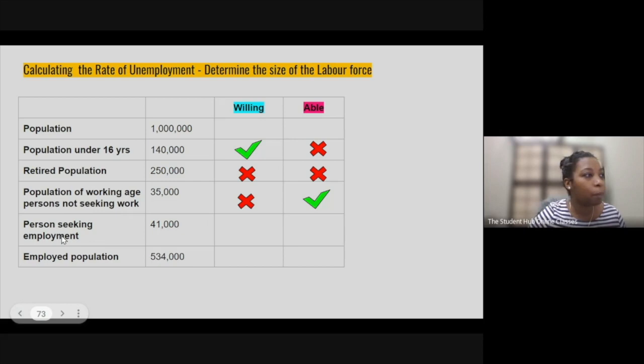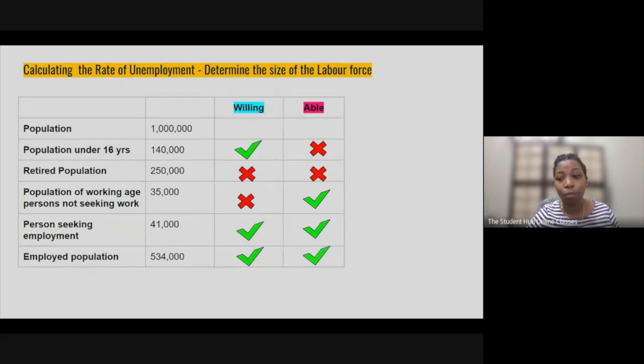But then we have people who are seeking employment. They're working age, they're not retired, they're not under 16. They definitely would be a yes and a yes. And then we have the employed population, those who are actually in the workforce already. By their actions, they are definitely willing and able. So to calculate the labor force, we need 2 check marks on each of these, willing and able, to determine that they are part of the workforce.